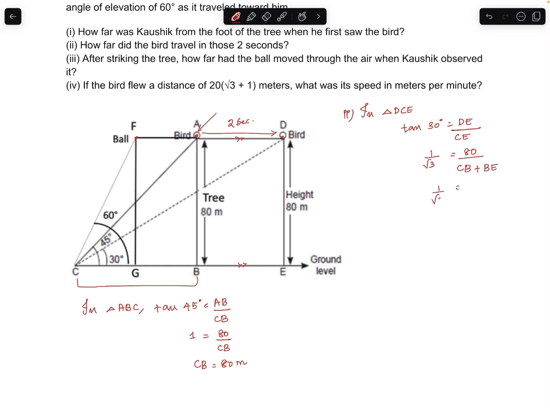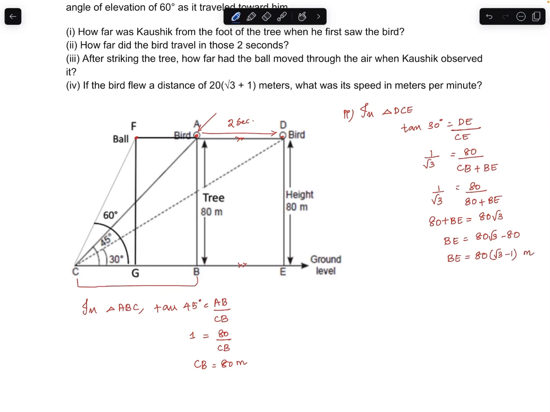1 upon root 3 is 80 upon CB, which is 80 plus BE. 80 plus BE is equal to 80 root 3. So BE is 80 root 3 minus 80. BE is 80 times root 3 minus 1 meters.